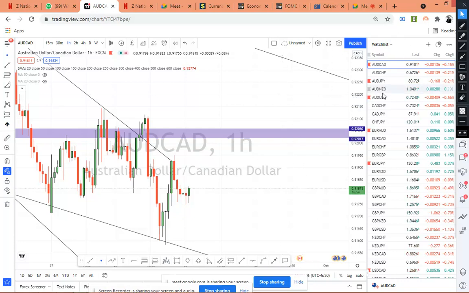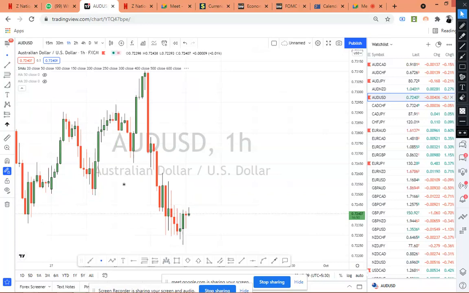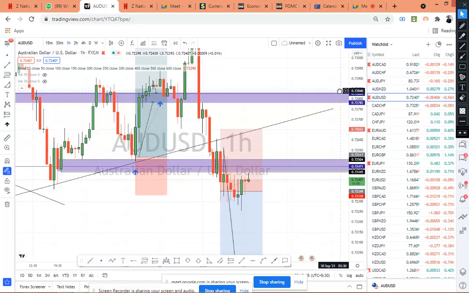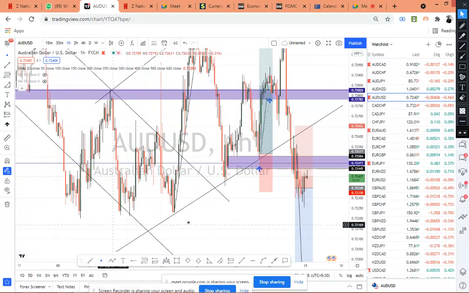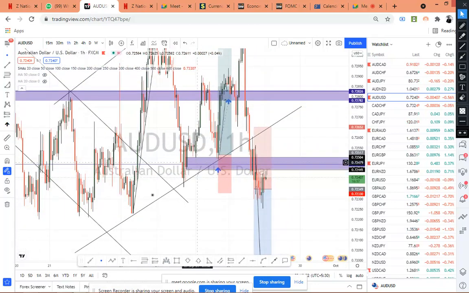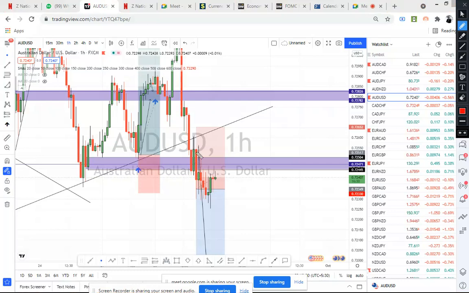Look at this AUD USD that we took a trade. Do you know the reason why I took this trade? The reason was, look at this trend line which I have drawn. I draw this trend line, connect here, connect here, connect. Now I saw the market break the trend line.